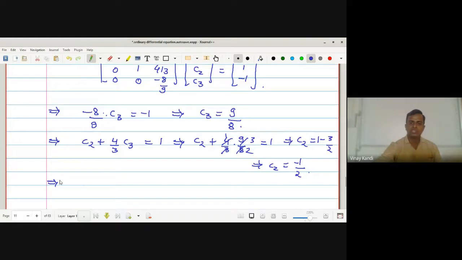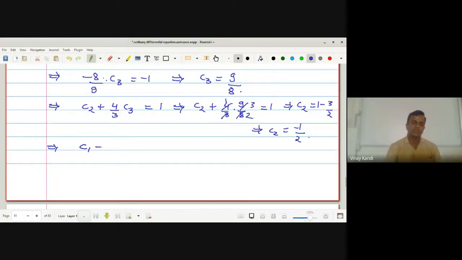Now the third equation gives c1 plus c3 is equal to 0, which implies c1 is plus, what is the c3, 9/8, which is equal to 0, correct, which c1 is equal to -9/8.